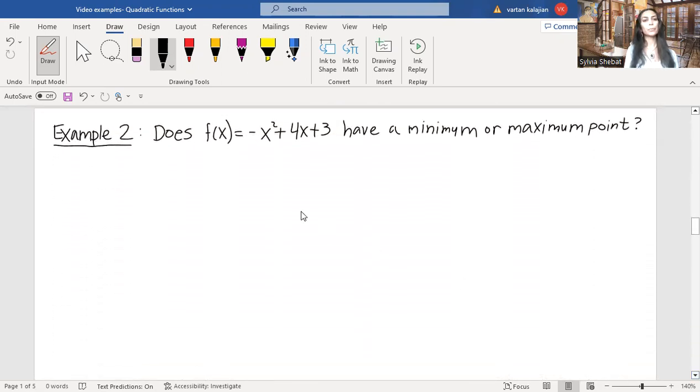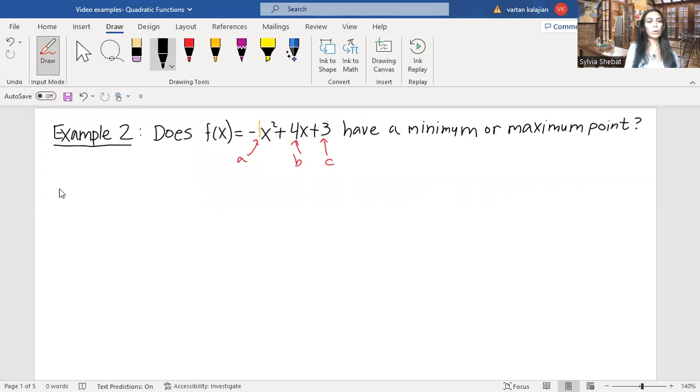Okay, example 2. Does f of x equals -x squared plus 4x plus 3 have a minimum or maximum point? So again, I want to take a look and see if there are any coefficients that are not obvious. So when I look at the -x squared, it is assumed that there is a 1 right there, just like with the other function. And so first identify the a, b, and c. The a is -1, b is 4, and c is 3.